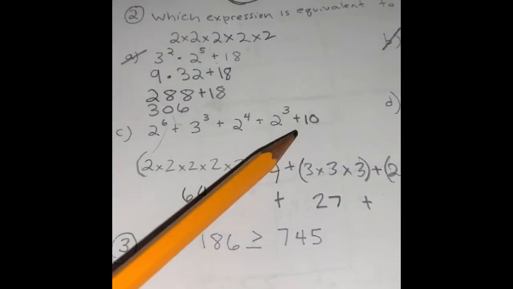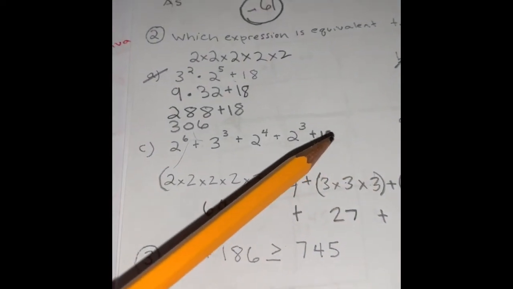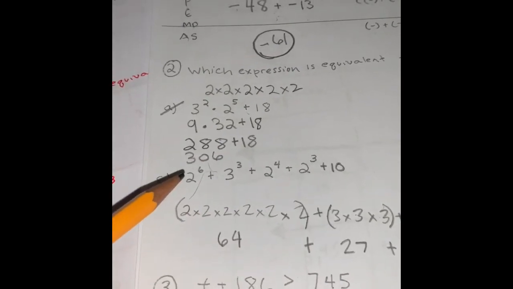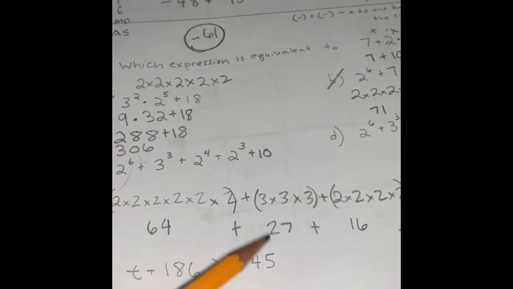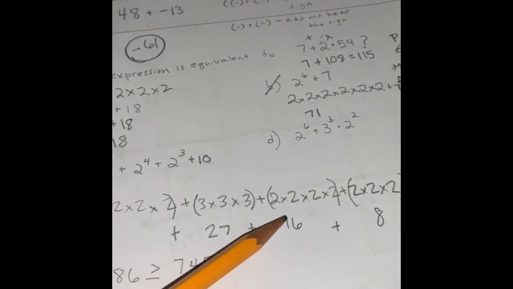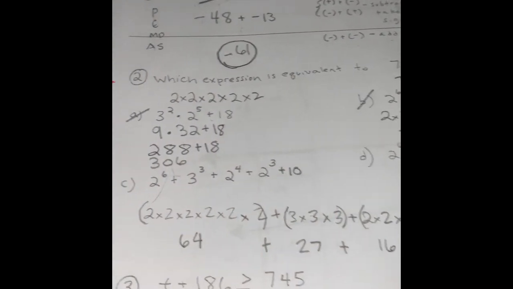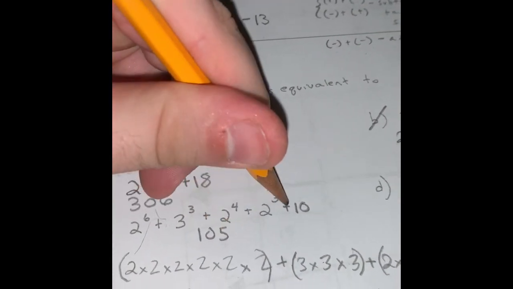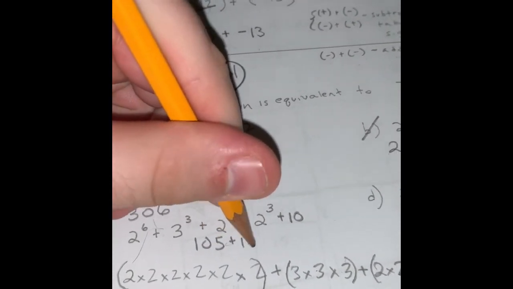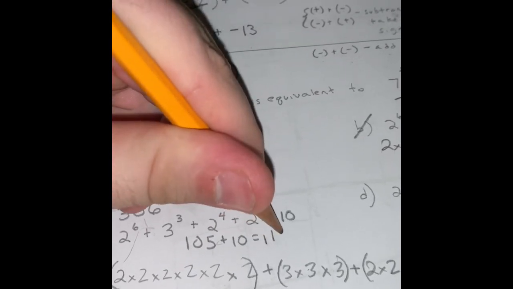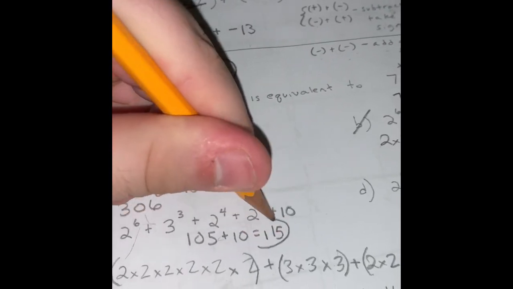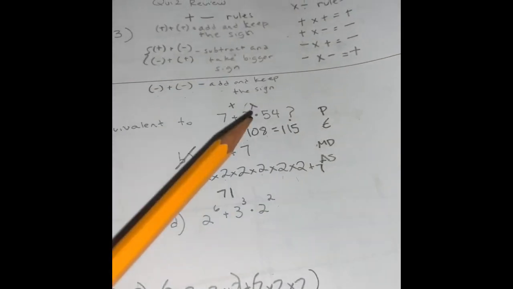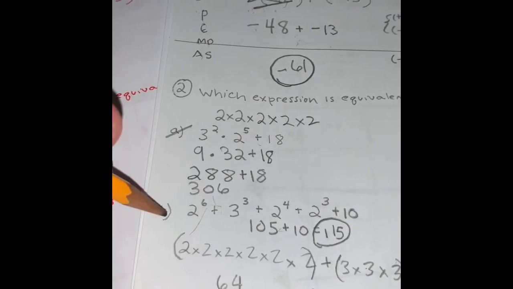So I added on this plus 10 because honestly, when I made this, I made a mistake in the calculation. But whenever I did the 2 to the 6th power plus 3 to the 3rd power plus 2 to the 4th power and 8 to the 3rd power, I came up with a total of 105. And then plus the 10 will give me 115.